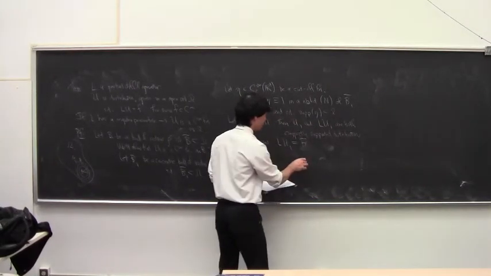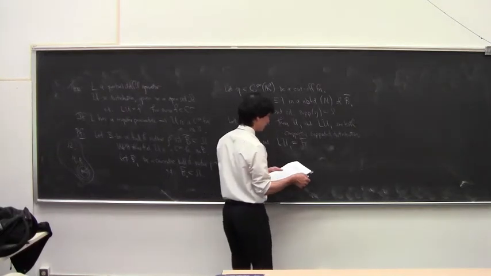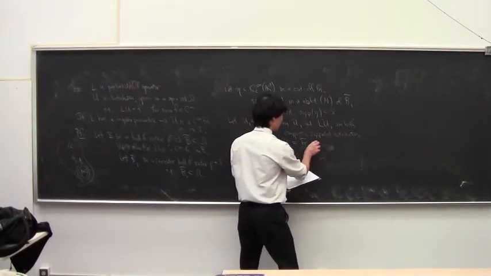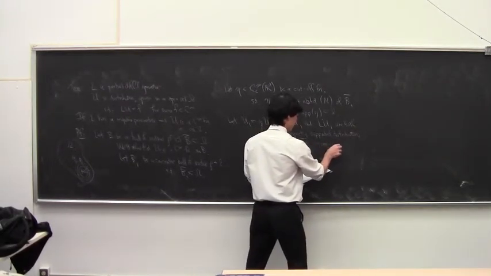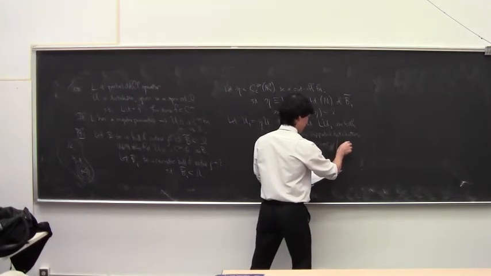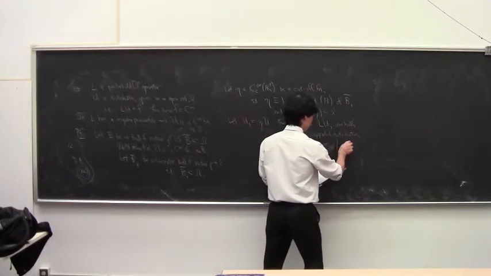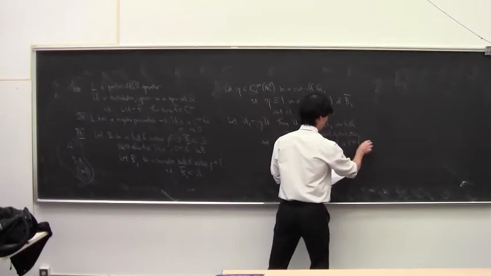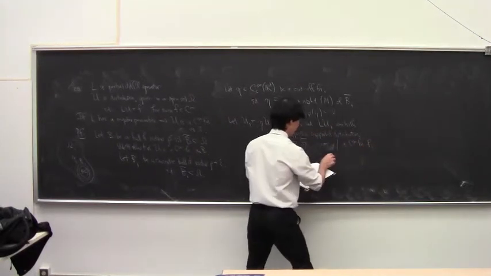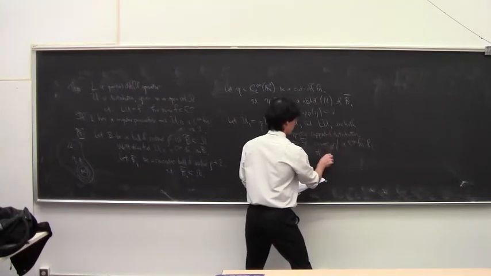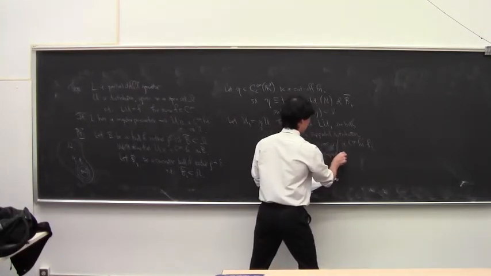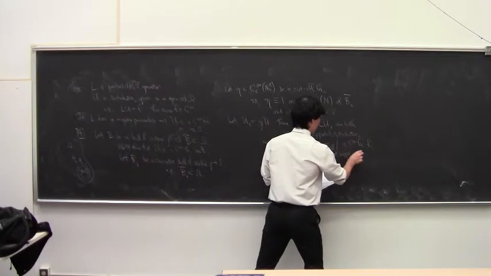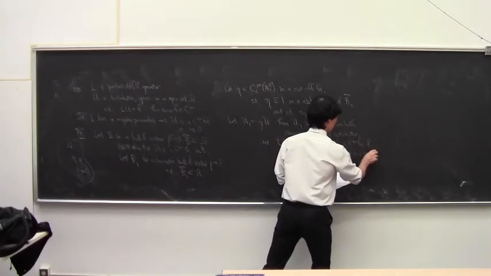Let's call this thing capital F1. This thing agrees with a C infinity function, little f1, in a smaller neighborhood.